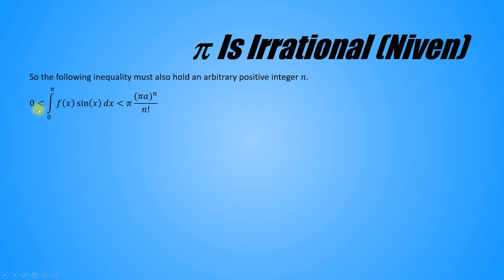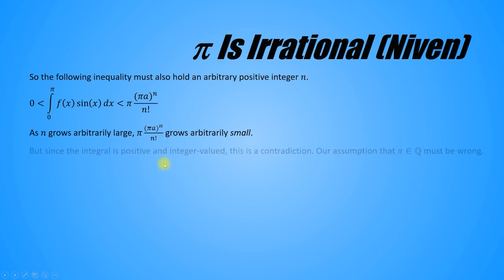So, our integral must satisfy this inequality here. On the left, we see that the integral has to be positive. And on the right, we see that it's bounded by the upper bound of the integrand times pi, which is the width of the interval of integration. So not only is this integral an integer, it's a positive integer. But as n grows arbitrarily large, the upper bound on the integral grows arbitrarily small. This is because the factorial in the denominator grows much faster than the exponential in the numerator. But since the integral is integer valued, this is a contradiction. There is no arbitrarily small positive integer. The smallest positive integer is 1. So our assumption that pi is rational must be wrong, because the rest of the proof is solid. Therefore, pi is irrational. And that completes the proof.